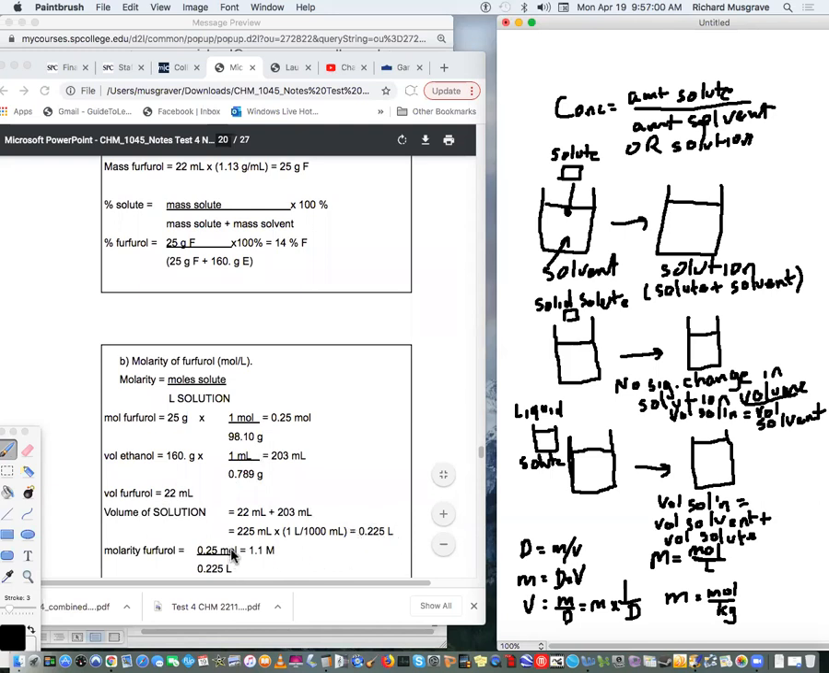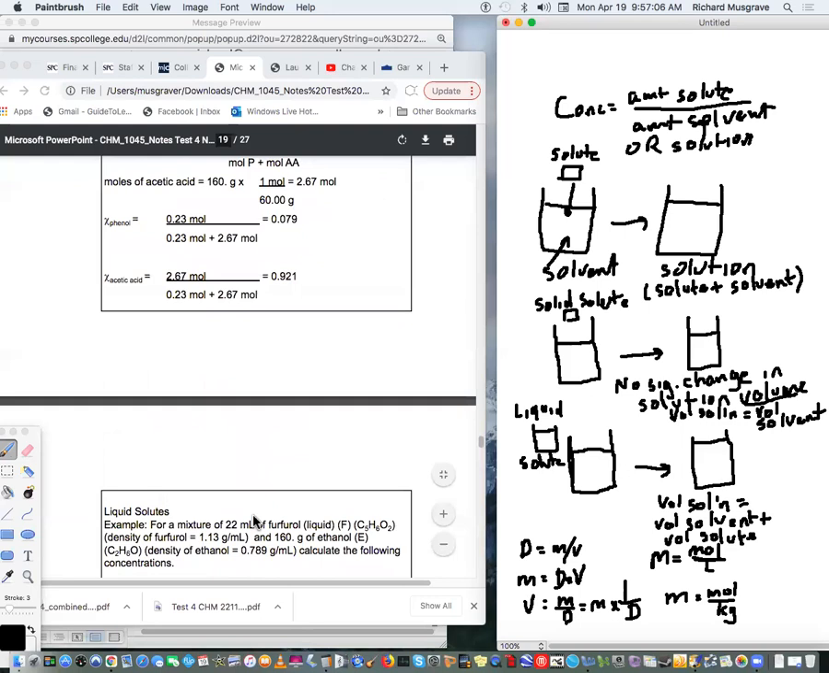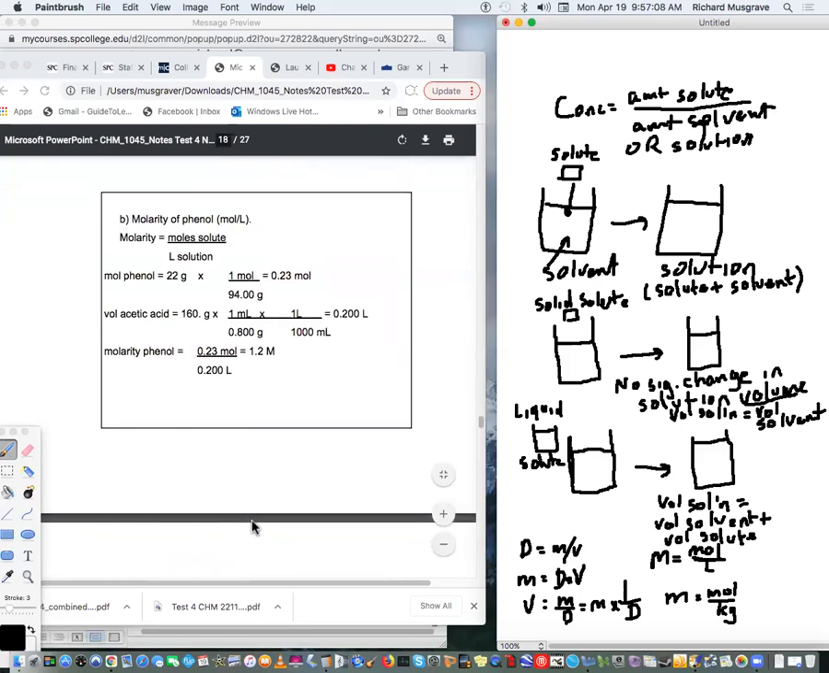We take the 0.25 moles that we got up here, divide by the total volume of both of them. Now, I want to really highlight the distinction between that and what we did previously. In the case of molarity of phenol, which was a solid, all we did was find the volume of the solvent, which was the acetic acid, and use that as liters, and that became the liters of solution.